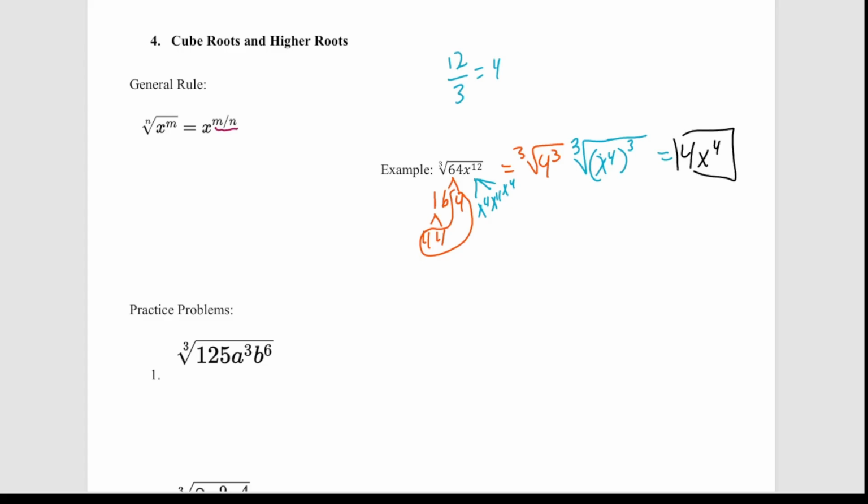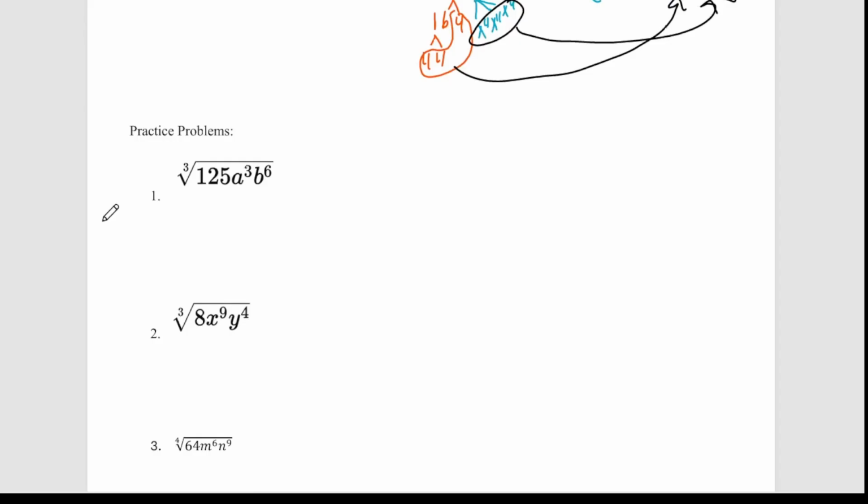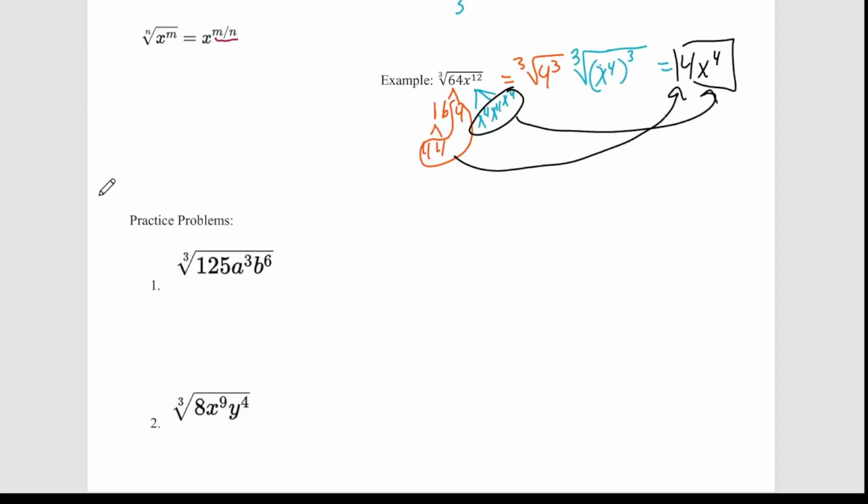Some people skip this middle step and just notice, whatever group of 3 I had there, that's going to be the thing that ends up breaking out in front of that cube. So let's try some more of these.